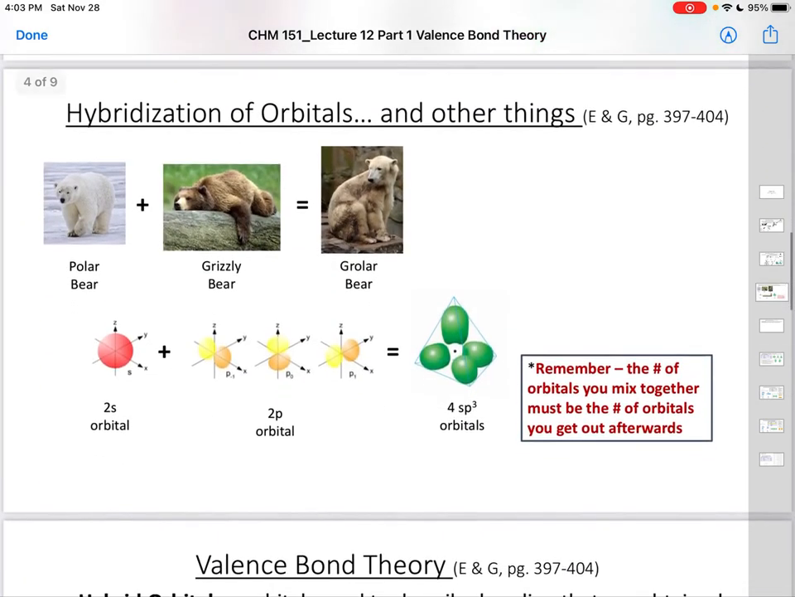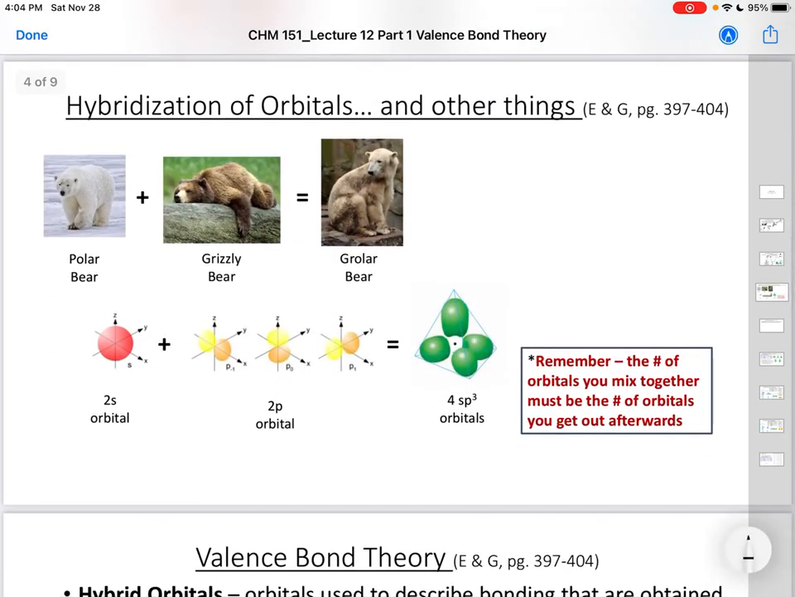So really, what are hybrid orbitals? We know this word hybrid from life science. There are hybridizations of other things. For example, if you have a polar bear and a grizzly bear, if they mate, then they make what we call a growler bear, and this is a real thing. The growler bear looks somewhat like a polar bear and somewhat like a grizzly bear. So there are characteristics of both in the growler bear.